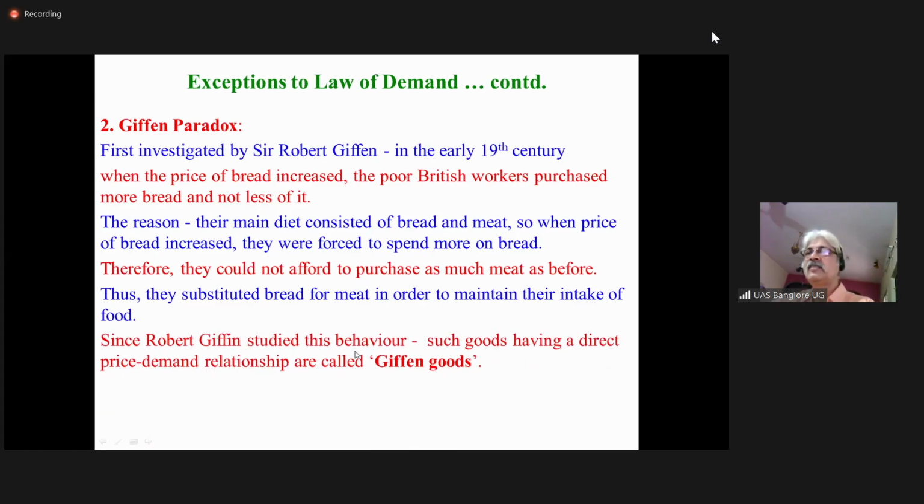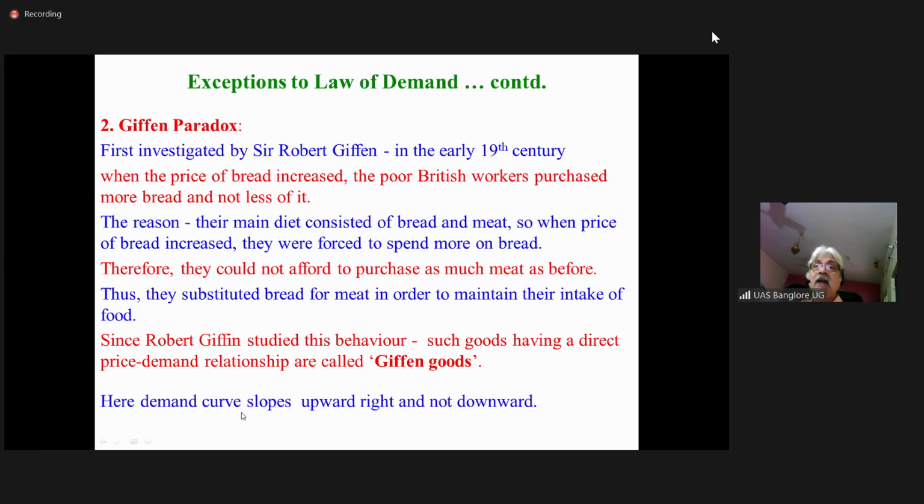Since Robert Giffen studied this behavior, such goods having a direct price and demand relationship, where when the price increases, the quantity demanded also increases, that is an exception to law of demand. Those goods were called Giffen goods. Here, the demand curve slopes upward to the right. That means instead of downward sloping, the demand curve will move up rightward. It will be positive, okay? Not a negative relationship, a positive relationship between price and quantity demanded.